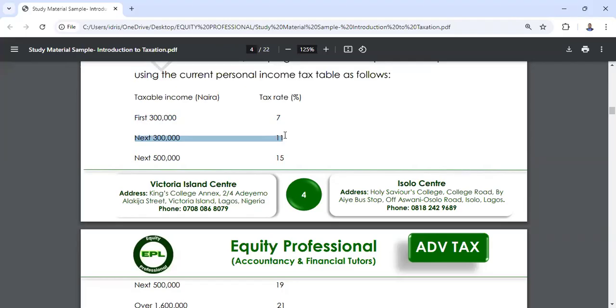Out of 2.5, how much have you removed so far? You have removed 300,000, you remove another 300,000, making it 600,000. You have removed 600,000 from 2.5, so how much is remaining? 1.9. You remove another 500,000. That one will be charged at what rate? 15%.